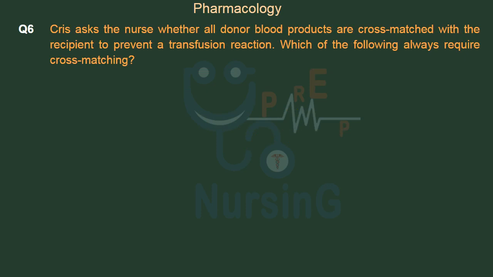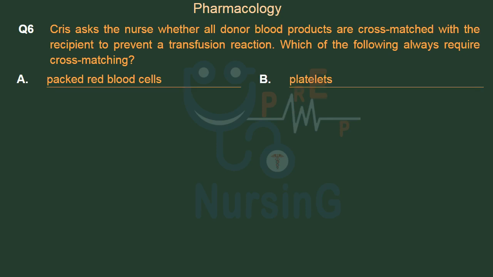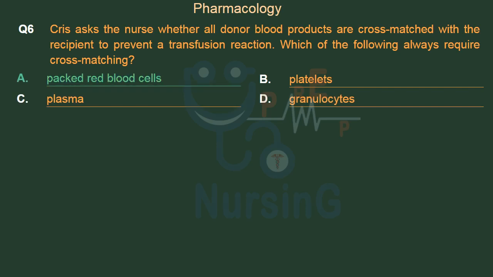Cris asks the nurse whether all donor blood products are cross-matched with the recipient to prevent a transfusion reaction. Which of the following always require cross-matching? Option A. Packed red blood cells. Option B. Platelets. Option C. Plasma. Option D. Granulocytes. Right answer is option A.